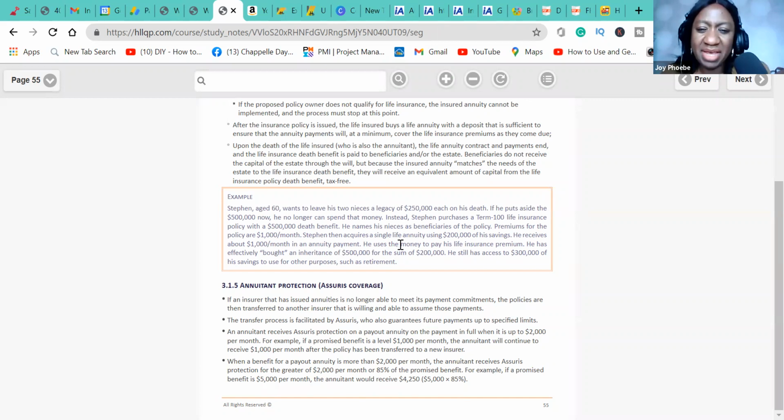Stephen then acquires a single life annuity using 200,000 of his savings. He receives about 1,000 per month in annuity payments. He uses the money to pay his life insurance premium. He has effectively bought an inheritance of 500,000 for the sum of 200,000. He still has access to 300,000 of his savings to use for other purposes such as retirement. Wow.